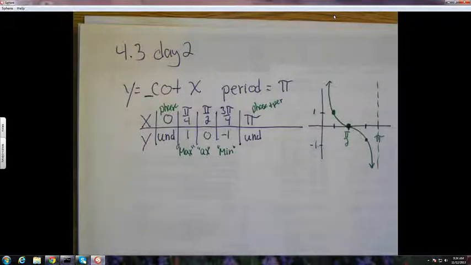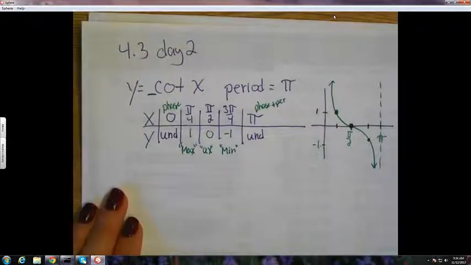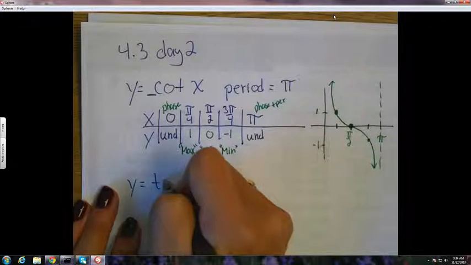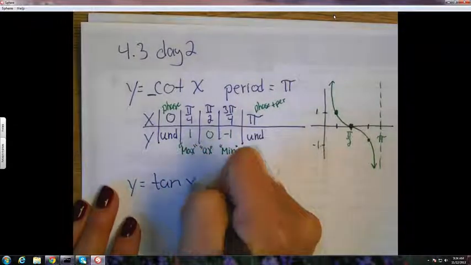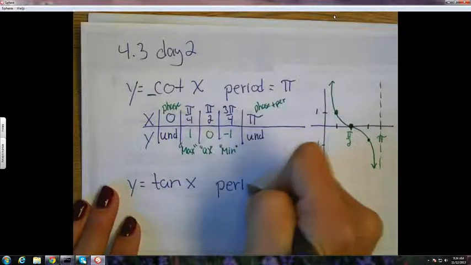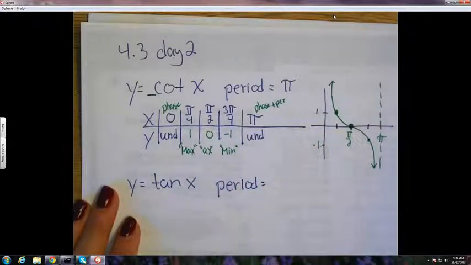What do you mean it doesn't start on the y-axis? I'll show you. The period is still pi. There are 2 full cycles of tangent there, just that the one's broken up into halves, the top half and the bottom half. So the period is pi.